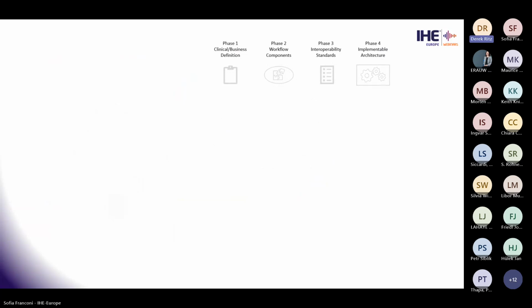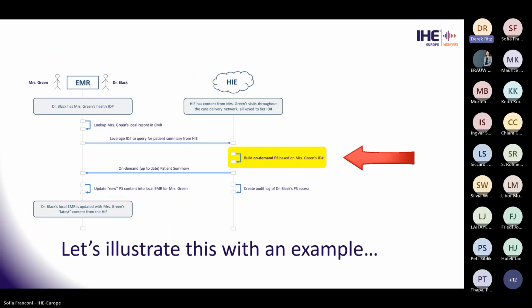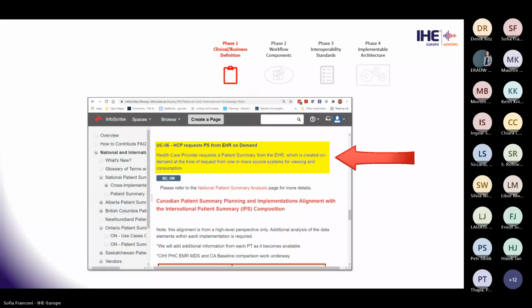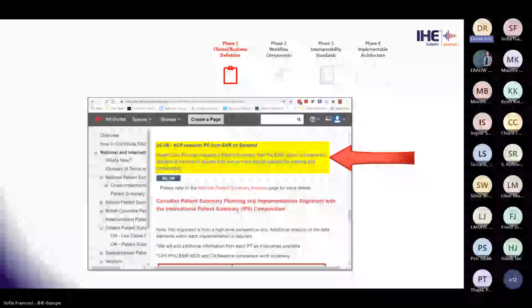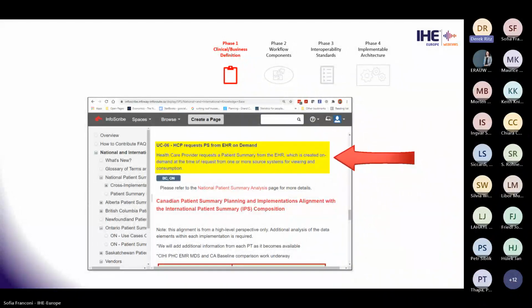So the example we're going to use is building an on-demand patient summary. To be blunt, this was exactly one of the use cases that was developed by Canada Health Infoway as part of its work towards a national patient summary infrastructure that could be leveraged from jurisdiction to jurisdiction and within jurisdictions to support care continuity.